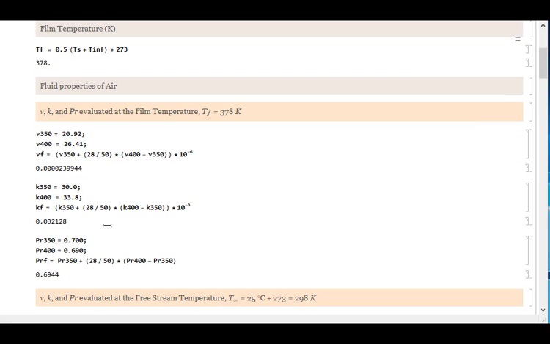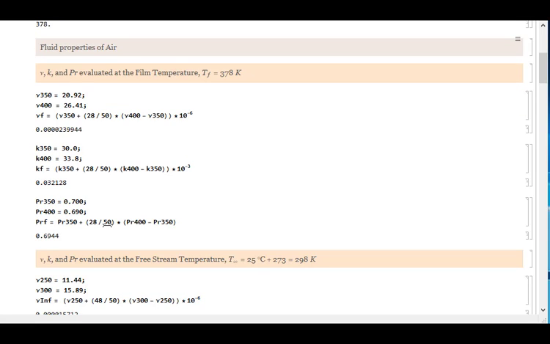Now, for the different correlations that we're going to be using, some of the parameters will be evaluated at the film temperature and some will be evaluated at the free stream temperature, and at least one more will be evaluated at the surface temperature. So that's what I'm doing here, and I'm using, I won't call them subscripts, but I'll call them an indicator. So VF and KF and PRF are all the viscosity, the thermal conductivity, and the Prandtl number evaluated at the film temperature.